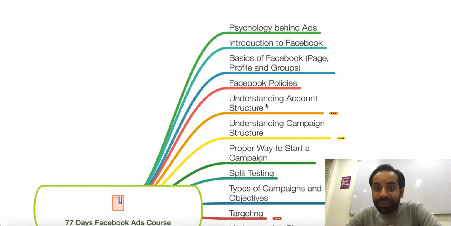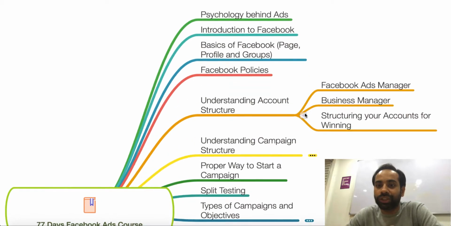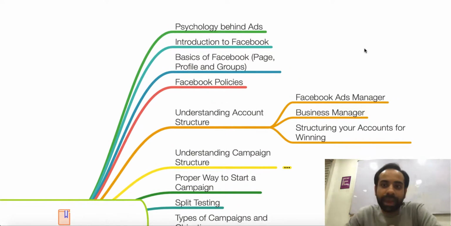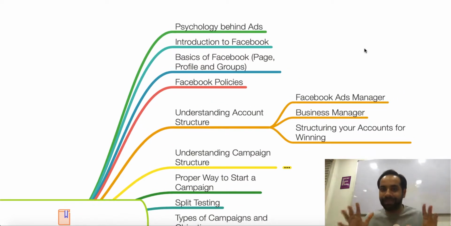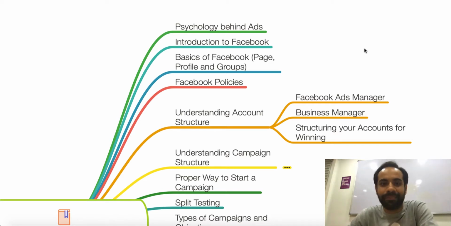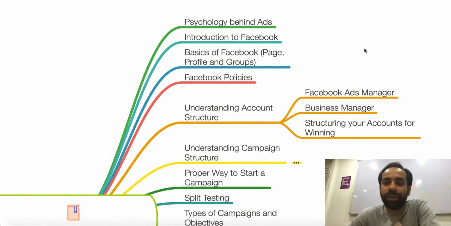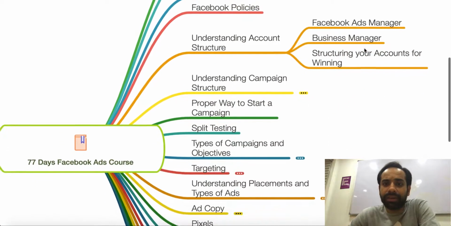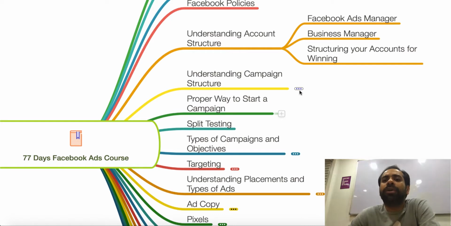Then we're going to talk about understanding the account structure. We're going to talk about Facebook Ads Manager, Business Manager, and one of the key things, structuring your accounts in a manner so that you are never ever banned again. You never lose your data. That's a trick which we do, and it's going to be with you. It's not something which everybody does. Then we're going to talk about campaign structure.